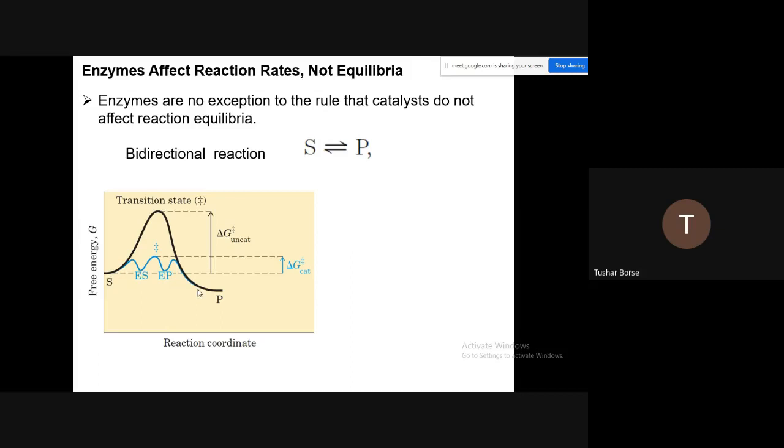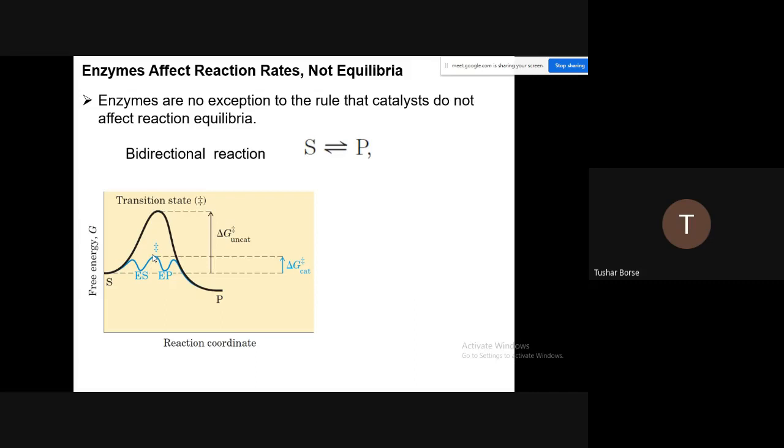In between these two complexes, the ES complex and the EP complex, you can see there is a peak, and this peak is nothing but the transition state which is formed when the catalyst is introduced into the reaction mixture.